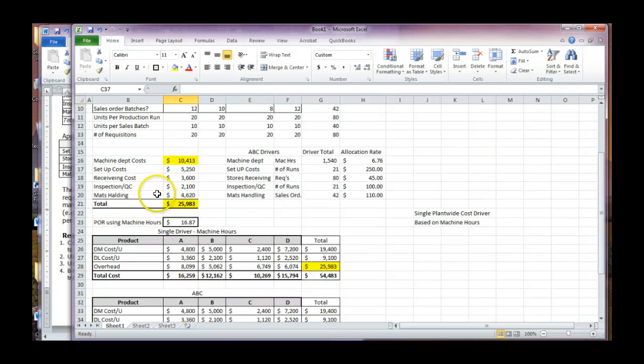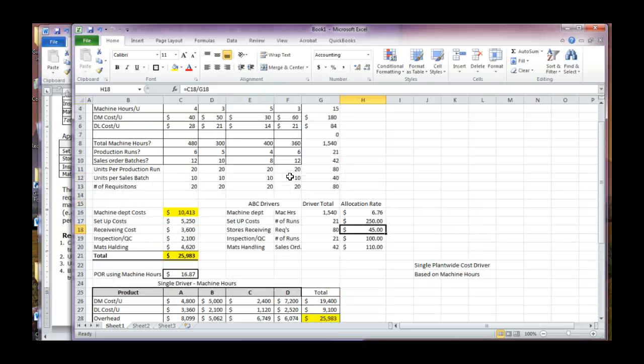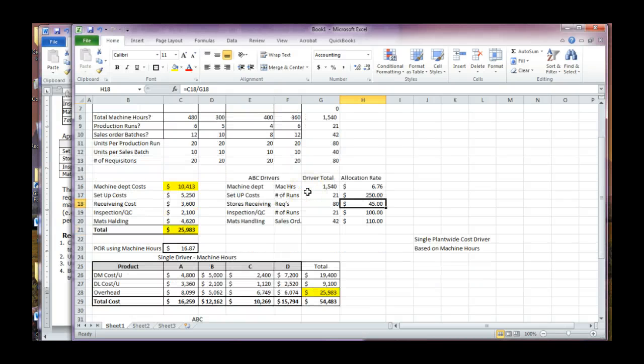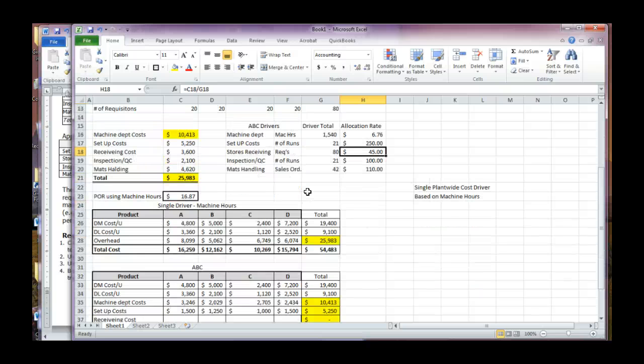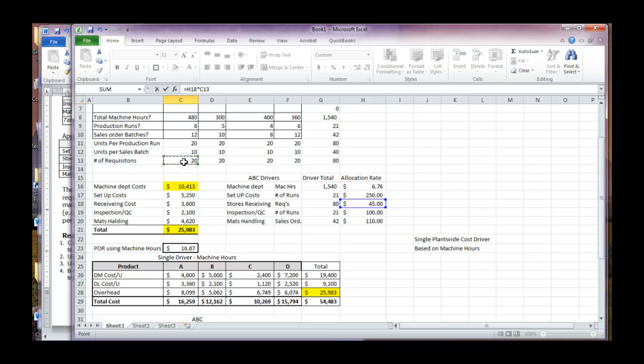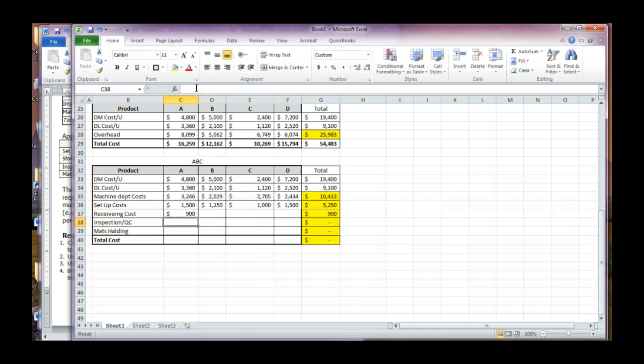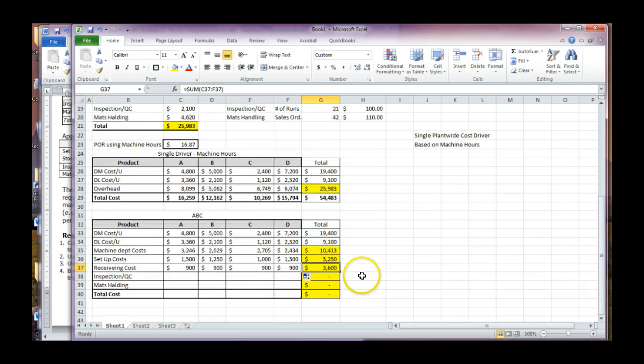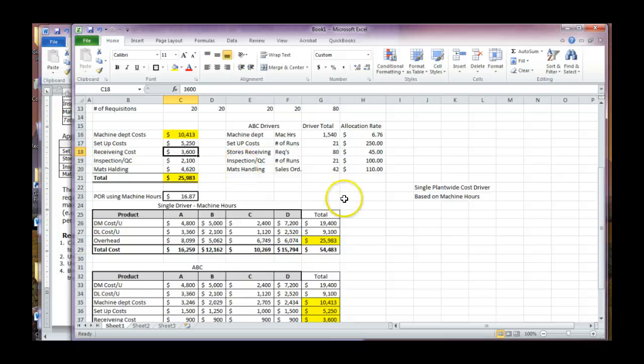All right, receiving cost, 3,600. I got the $45, right? And we're going to do that by requisitions. That one I can't do that way. I'm going to have to manually enter, because here's your number of requisitions. I have to reread the problem later to make sure I'm doing that right, because that doesn't seem very useful. We're multiplying that, and I'm going to go ahead and drag that over, 3,600 equals 3,600. I'm doing this right.